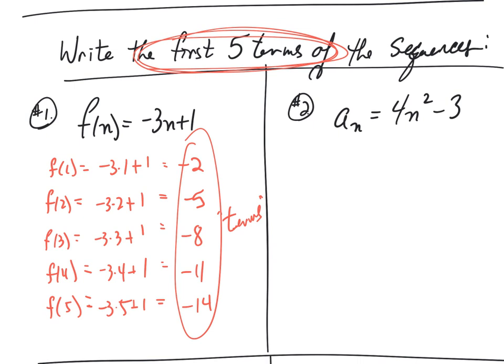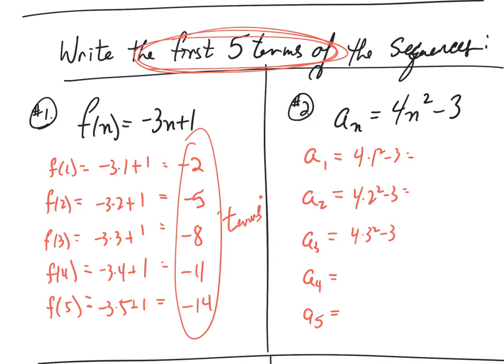Let me do a few more. The new notation here, instead of f of 1, f of 2, f of 3, and so on, now we're going to have a sub 1. Again, unless we're told otherwise, the first number that goes in is 1. So I'm going to find a sub 1, a sub 2, a sub 3, a sub 4, and a sub 5. Again, the idea is everywhere I see an n, replace it with a 1, replace it with a 2, replace it with a 3, replace it with a 4, and finally replace it with a 5.